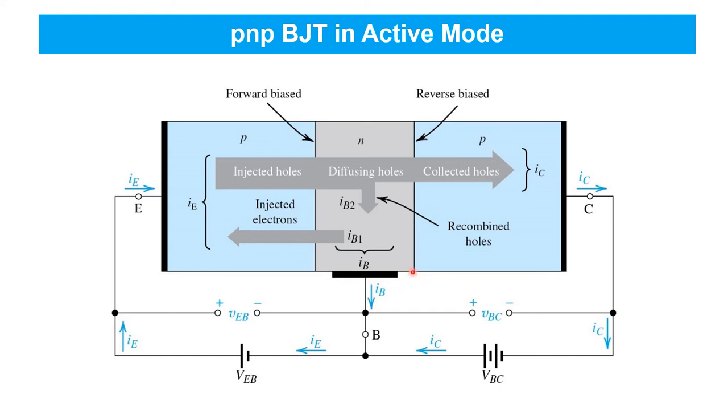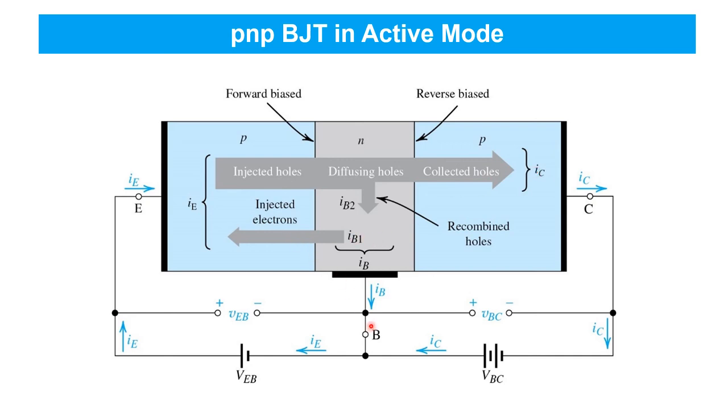This one has to be reverse biased, which means the collector in this case has to be at an even lower voltage than the base. Okay. But once you've got the polarities right, then you can see the carriers flow the same way. It's just the opposite types of carriers.